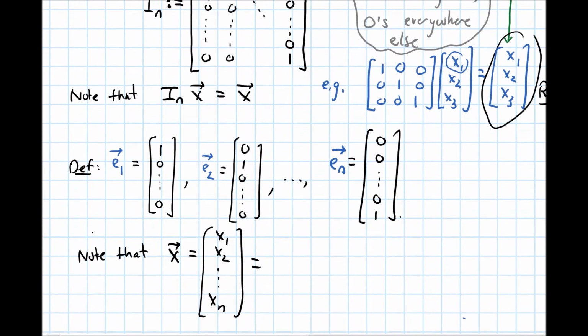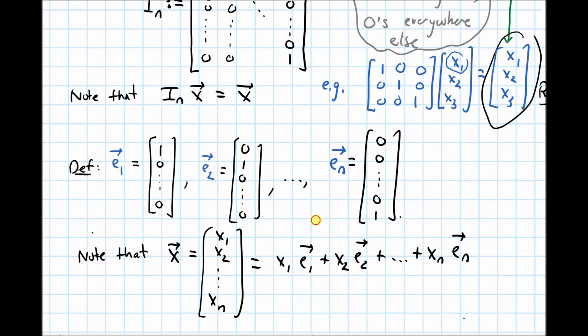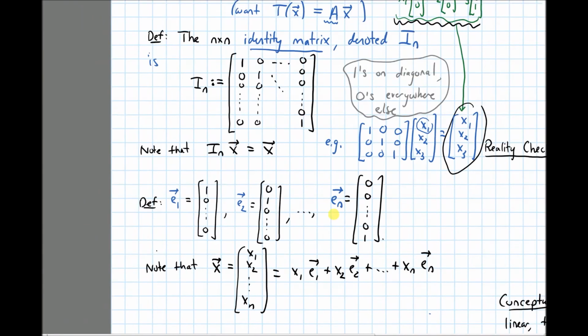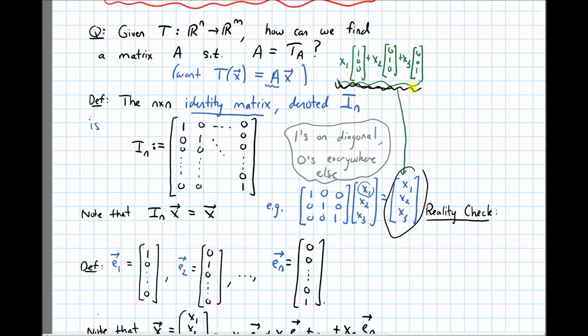So this vector x, just in the same way that I did before, is going to be x1 times the first column of the identity matrix, plus x2 times the second column of the identity matrix, plus dot dot dot, plus xn times the last column of that identity matrix, e sub n. And we could quickly check that both sides of this are the same. It's really similar to what we did up here.